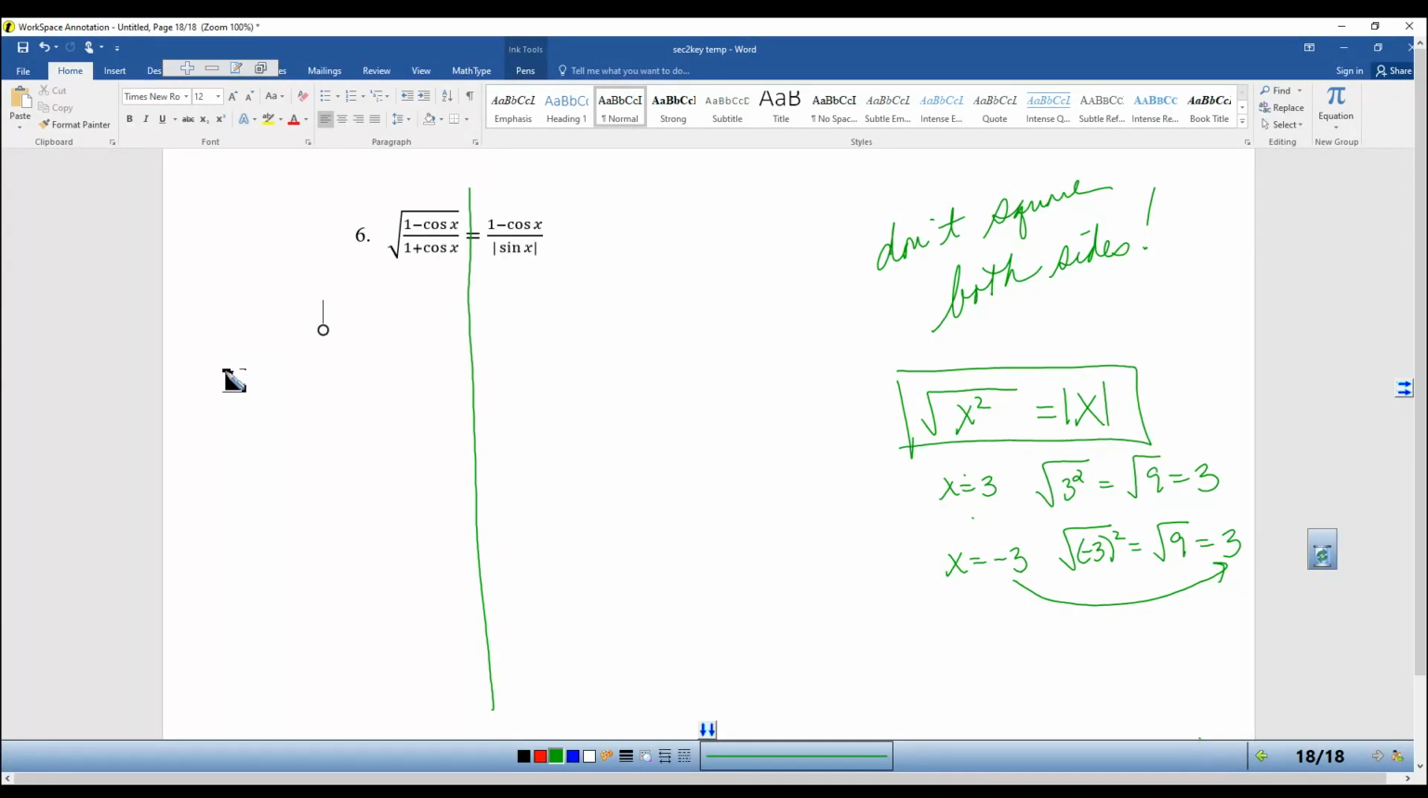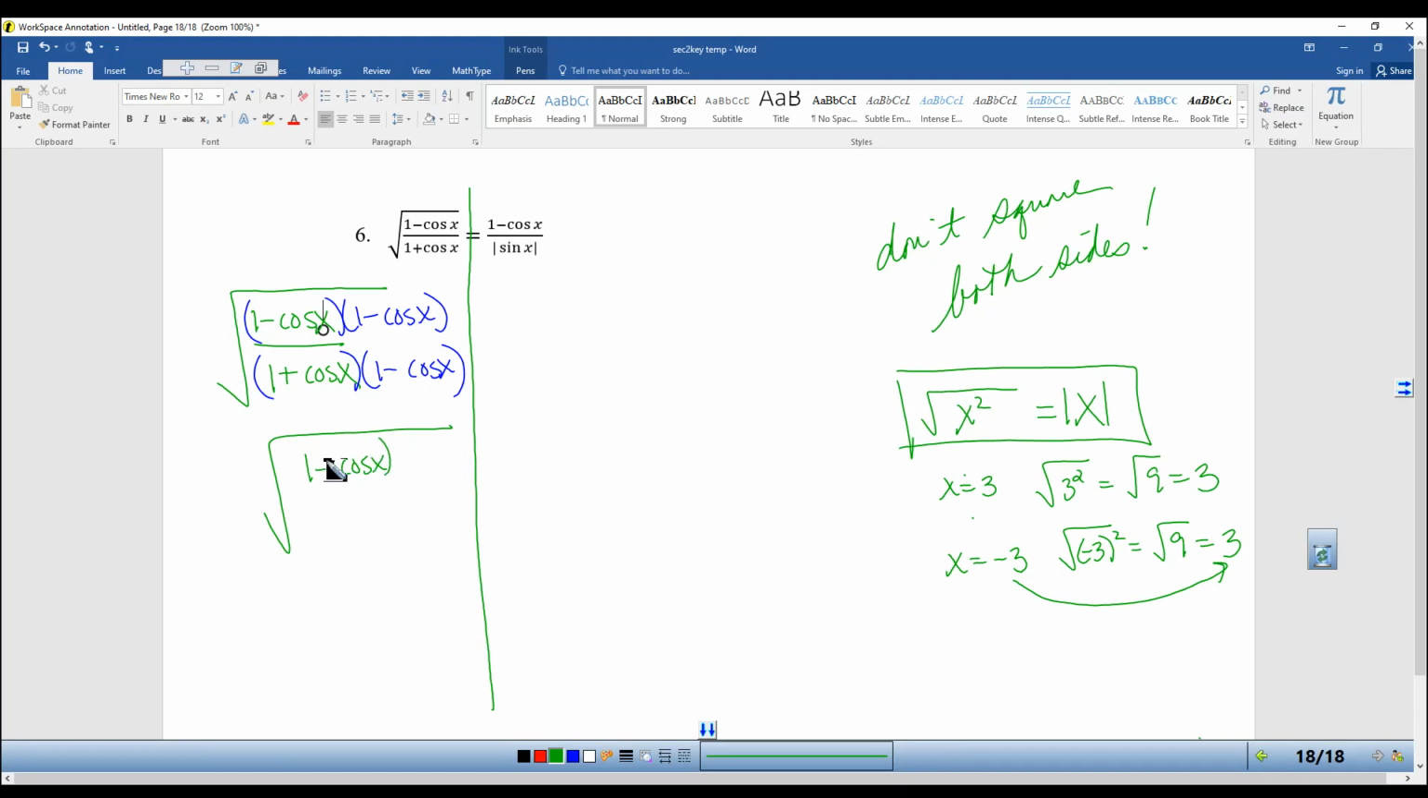So what I'm going to do is take this square root, 1 minus cosine of x over 1 plus cosine of x, and I'm going to give it another 1 minus cosine of x, because if there's 2 of them, then it'll make 1 minus cosine of x. But of course I have to do the same thing to the bottom that I do to the top. And that gives me 1 minus cosine of x, the quantity squared. And this gives me 1 minus cosine squared x.